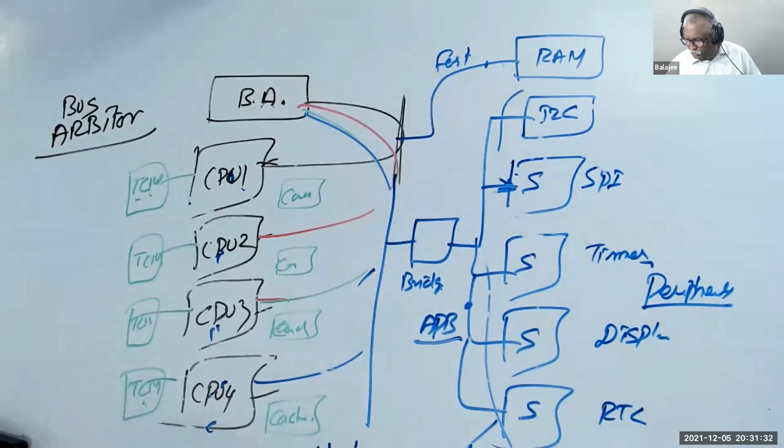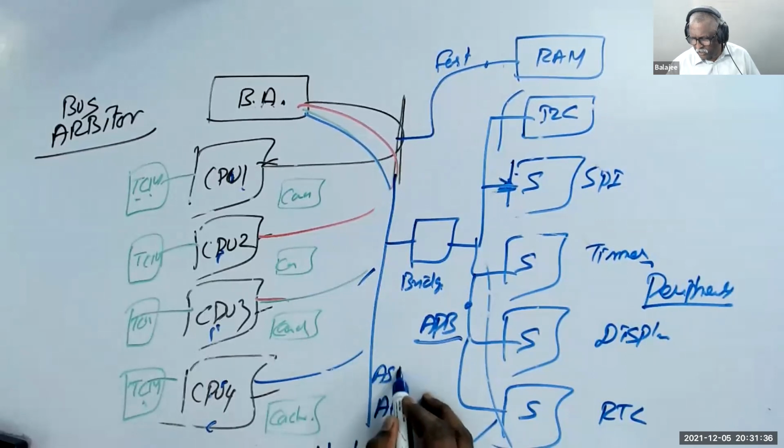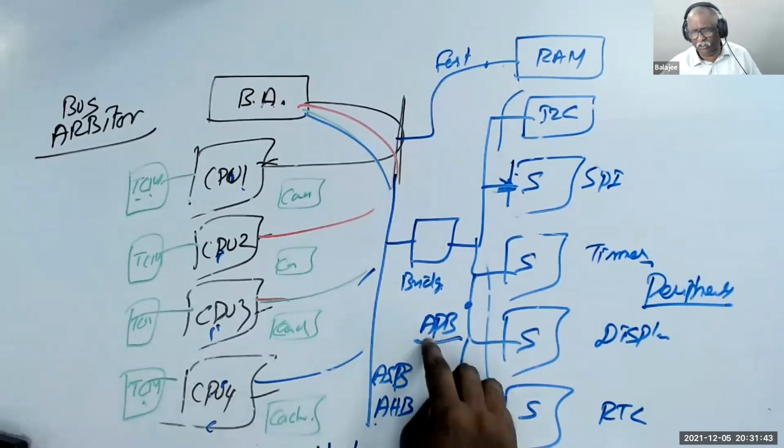And this is called AHB, or ASB: ARM system bus, or ARM high speed bus. This is the ARM peripheral bus.